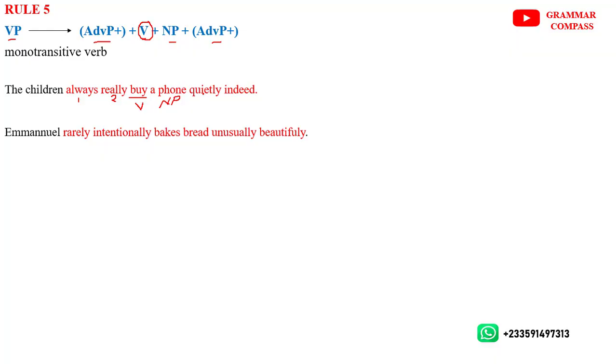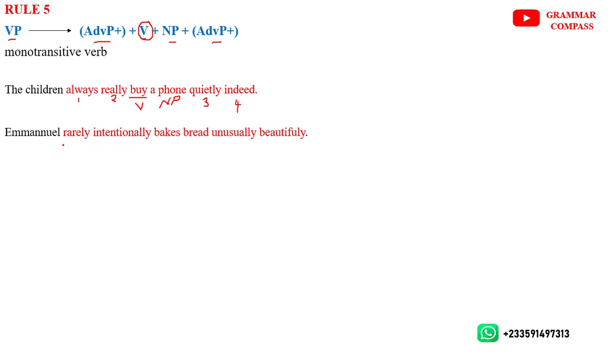Then we have another adverb phrase, that is the third adverb phrase, quietly, which is qualifying how the phone was bought. And then we have another adverb phrase, indeed, which is also giving us information about how the phone was purchased, which is also another adverb phrase. So we have 4 adverb phrases, the verb head, and a noun phrase. We can expand it once we know the constituents.